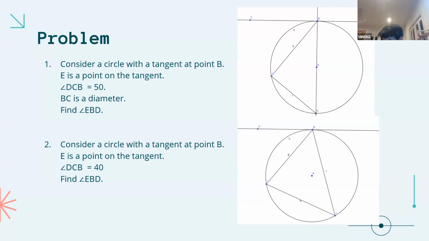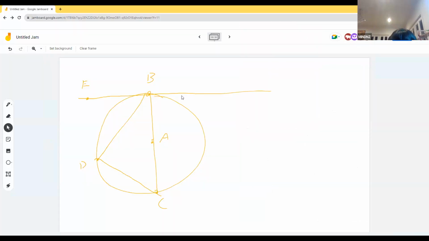Okay, I'll start presenting the solutions since we're a bit low on time. So this was problem 1. DCB is 50. And we know BC is a diameter, so this is 90. We also know there's a tangent, so this is 90. Then we get 40, because there's a triangle, and 50, because this is 90 degrees.